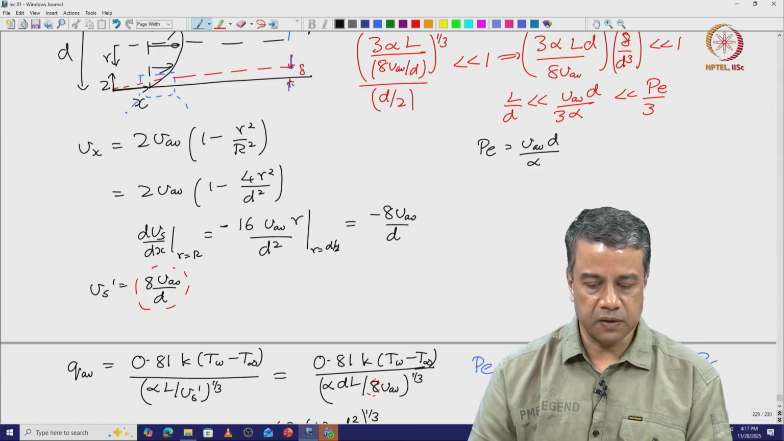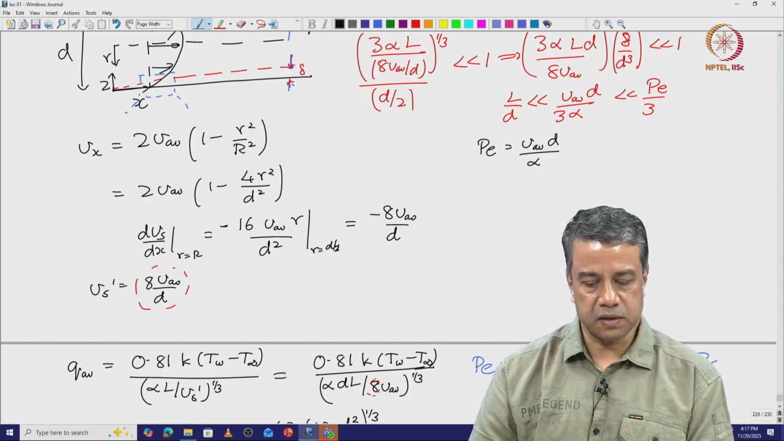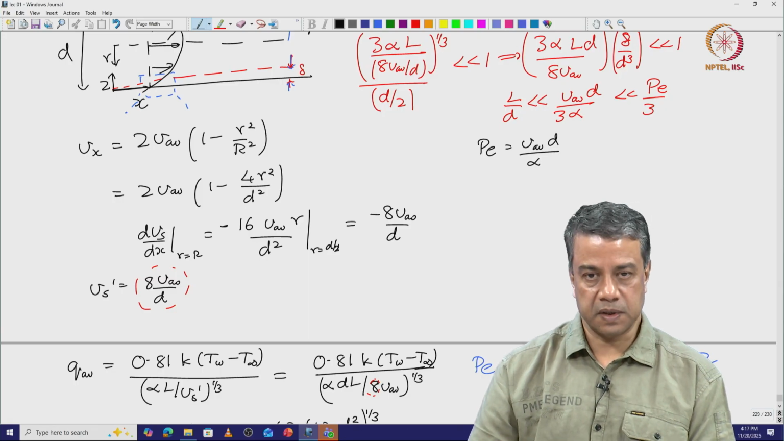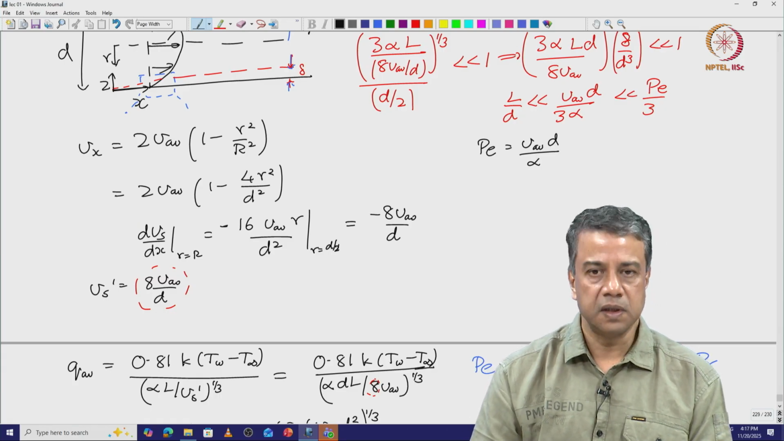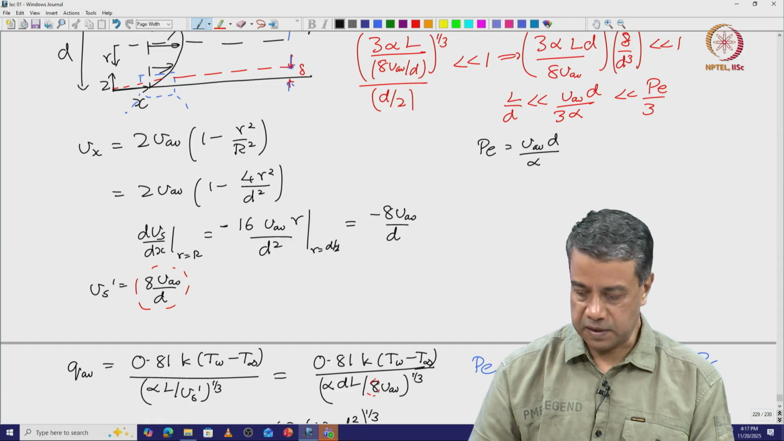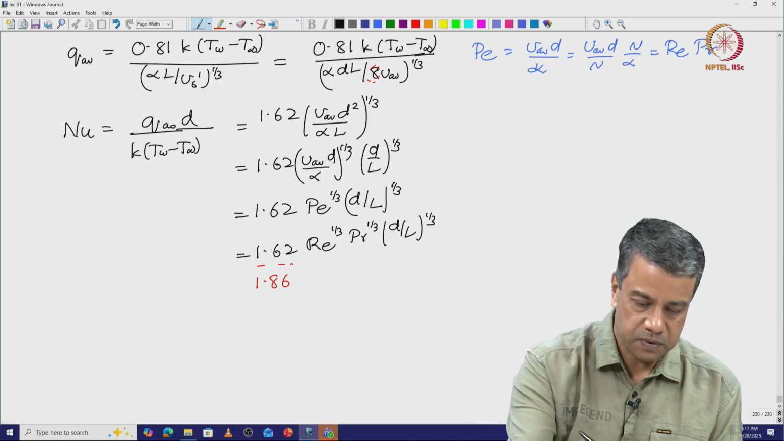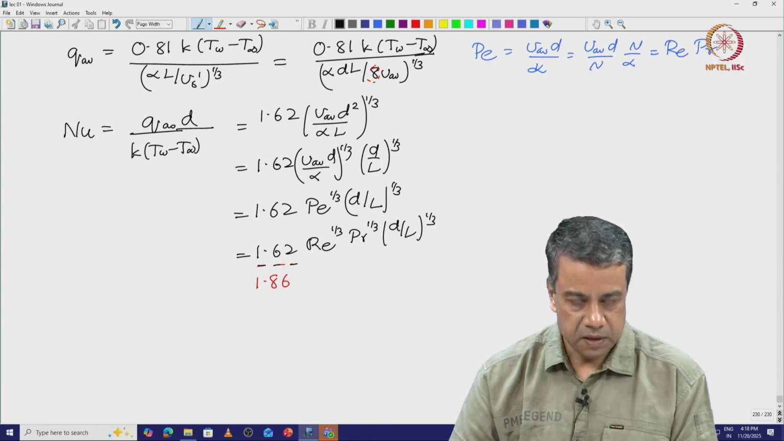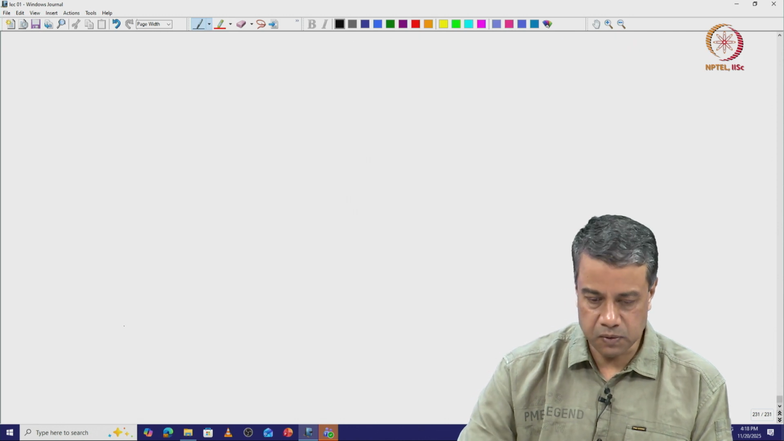Therefore, you require that the Peclet number has to be large for this analysis to be valid. That is, the Reynolds number times the Prandtl number has to be large, and L by d has to be much smaller than the Peclet number in order for the boundary layer analysis to be valid. In many cases, it is not large, and that is the reason that the actual correlation does not correspond to the one that we have just calculated. So, this shows how we can apply the boundary layer analysis for the flow past a flat plate to the flow in a pipe.